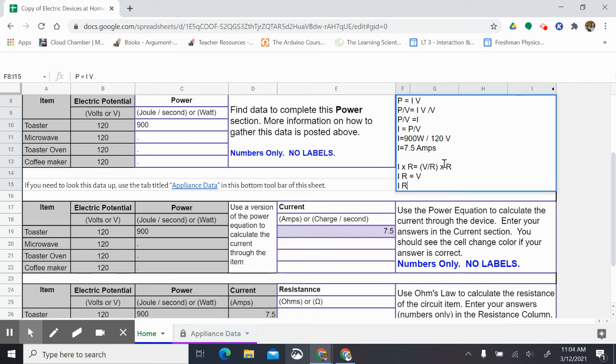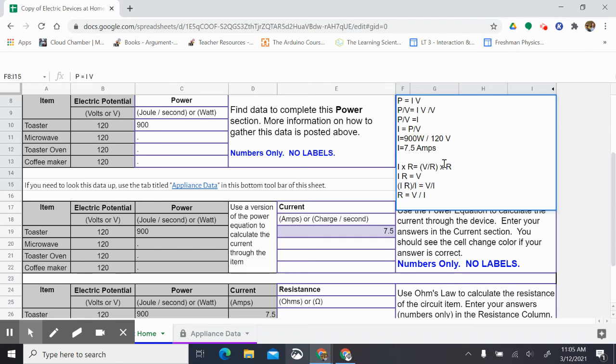Now, if I have current times resistance equals voltage or potential difference, now I need to get rid of current, so I have resistance by itself. Right now I'm multiplying those two, so to get rid of current, I need to divide by current. If I divide by current on one side, I need to divide by current on both sides. So now I get resistance equals the potential difference divided by current.